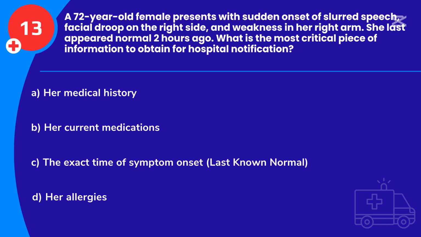Question 13. A 72-year-old female presents with sudden onset of slurred speech, facial droop on the right side, and weakness in her right arm. She last appeared normal 2 hours ago. What is the most critical piece of information to obtain for hospital notification? A. Her medical history. B. Her current medications. C. The exact time of symptom onset, last known normal. D. Her allergies.